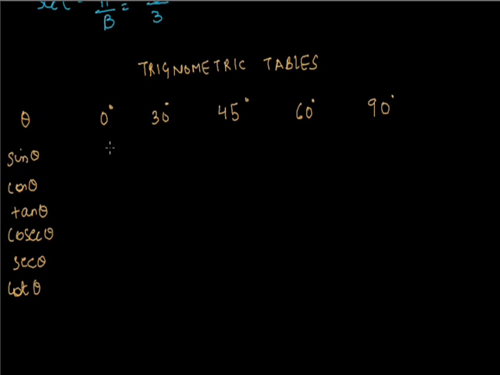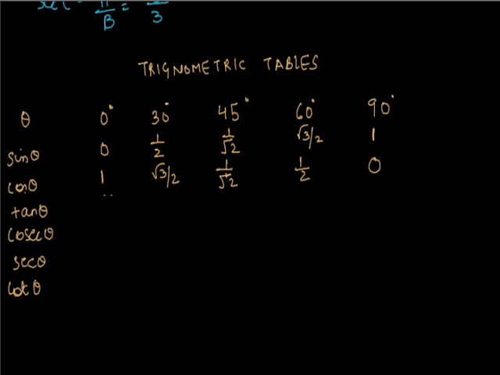Okay. Now sine 0 degree is 0. Sine 30 is 1 by 2, sine 45 is 1 by root 2, sine 60 is root 3 by 2, and sine 90 is 1. Similarly, if we have to calculate the value of cos 0, it will be 1. Cos 30, it will be root 3 by 2. Cos 45, it will be same as sine, that is 1 upon root 2. Cos 60, it will be 1 upon 2, and cos 90 will be 0.